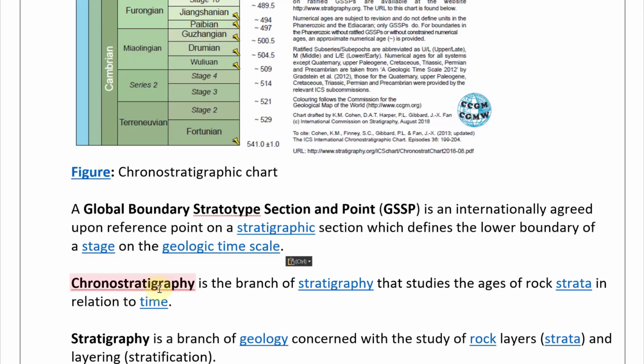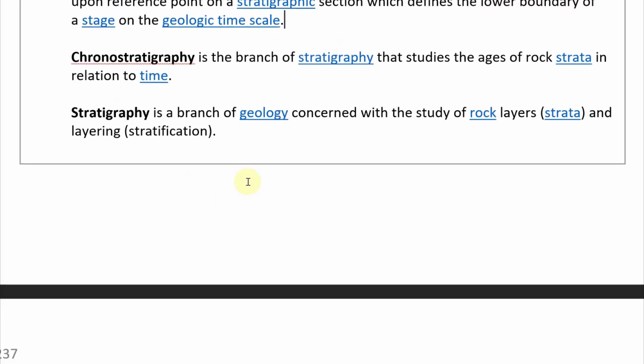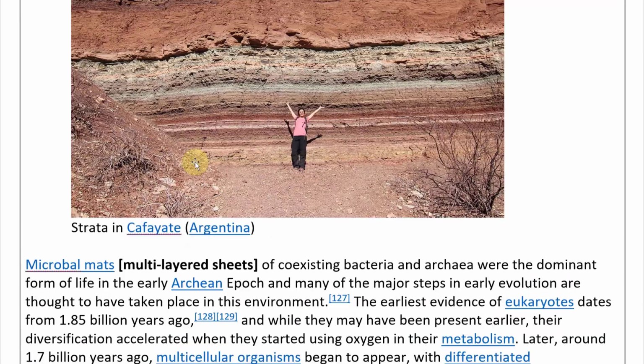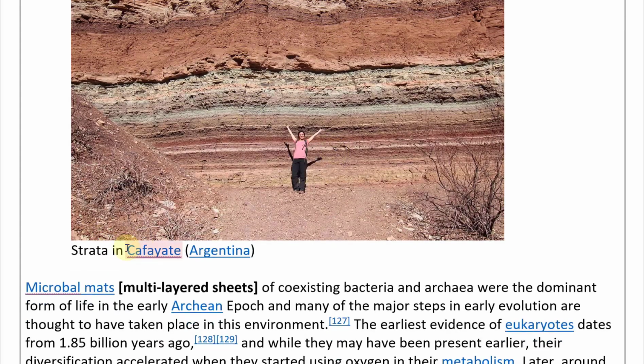Chronostratigraphy is the branch of stratigraphy that studies the ages of rock strata in relation to time. And stratigraphy is a branch of geology concerned with the study of rock layers called strata and layering or stratification. That's fascinating stuff. And here's strata in Cafayate, Argentina. So look at these layers there, and the idea is to try to determine the approximate ages of these layers throughout time as they get layered with different time periods and different environmental conditions. Yeah, and I think that's pronounced Cafayate.